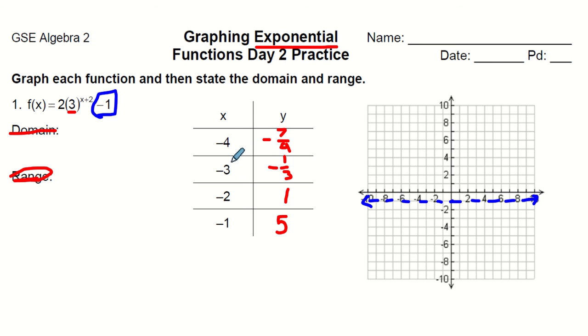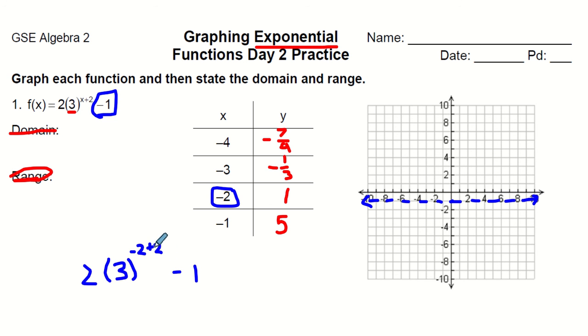I'm not going to show you how I did all of these, but what I'm actually going to do is show you how you plug in -2. So I'm going to take this problem, 2 times 3 to the power of, so notice it's x plus 2, so I'm going to put in the -2 for x, so -2 plus 2, and then -1.